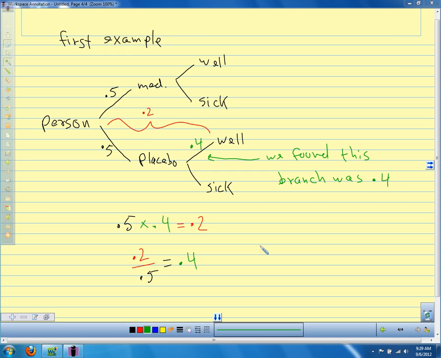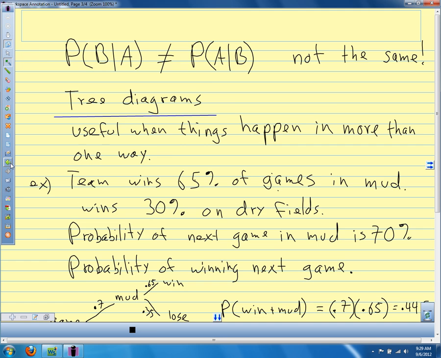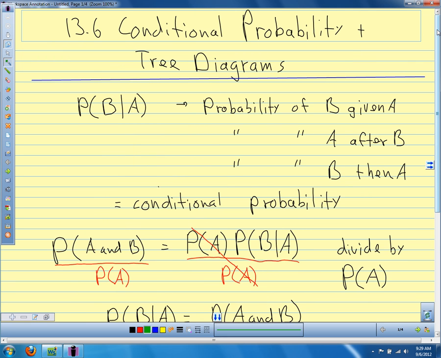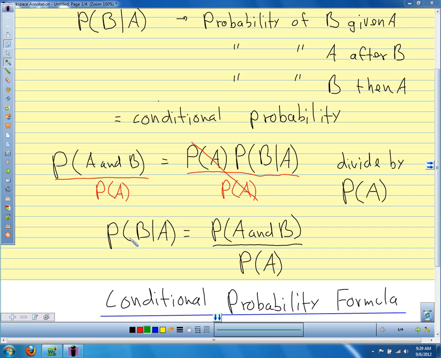So let me look back really quick and review what we talked about with our formula. If we want the probability of B given A, we need to find the probability of A and B, the two happening, and we divide by the probability of the given thing. We take the and probability and divide by the given probability: P(A and B) divided by P(A). And this tells us the probability of B given A. All right.